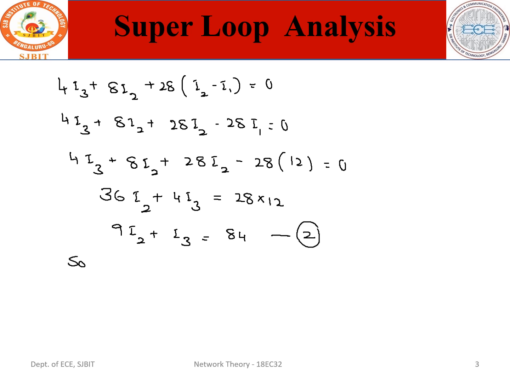Now you can solve equations 1 and 2. Then we get I2 is equal to 9 amps and I3 is equal to 12 minus 9, that is equal to 3 amps. So what is the current flowing through the 28 ohm resistor? That is I is equal to I1 minus I2. That is the current flowing through the 28 ohm resistor.